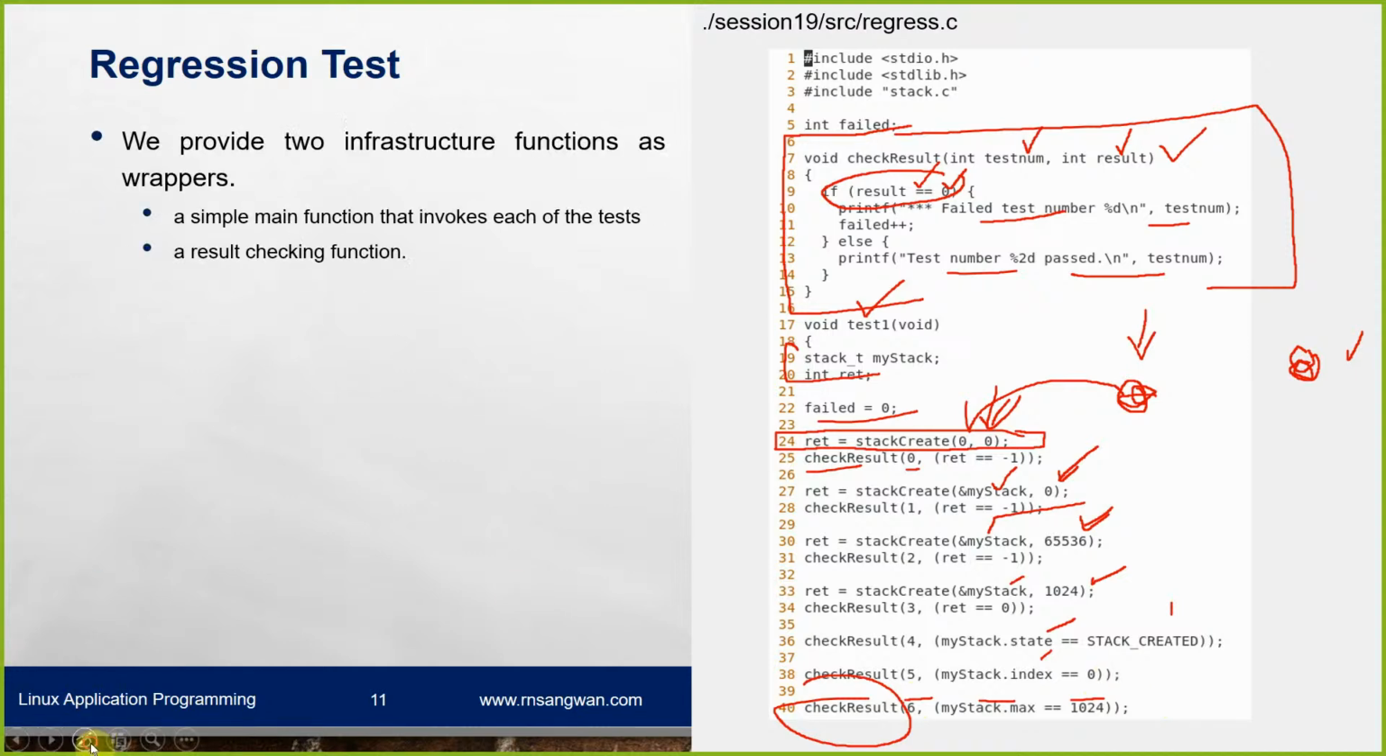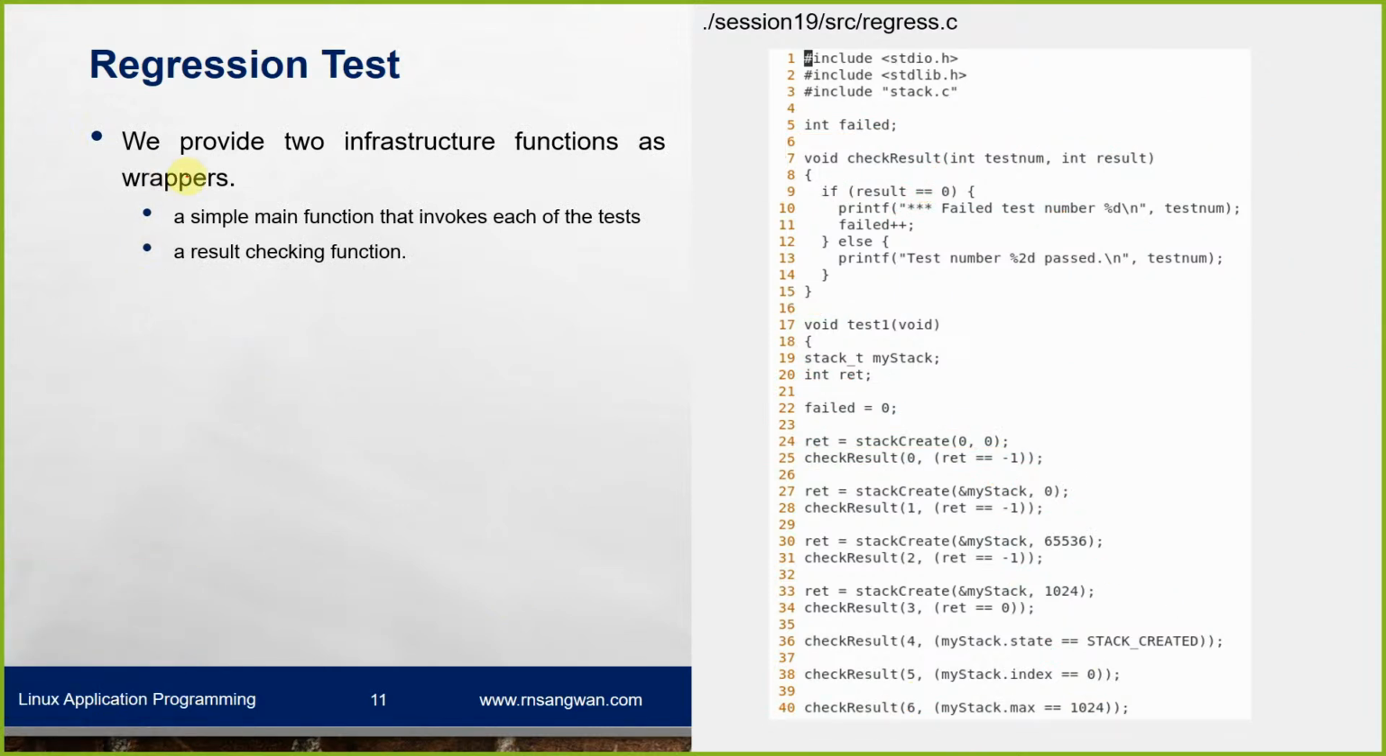So what are we doing in this test? Let's understand. We provide two infrastructure functions as wrappers. First is a simple main function that invokes each test, and then the result checking function which is used here. These are the two functions used here: the result checking function and the main function that invokes each of these tests. So this test function is our main function which is invoking these tests.